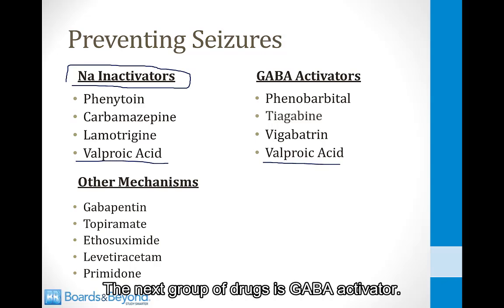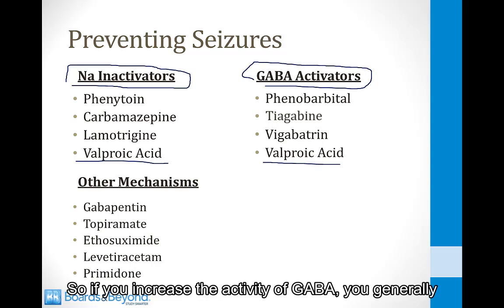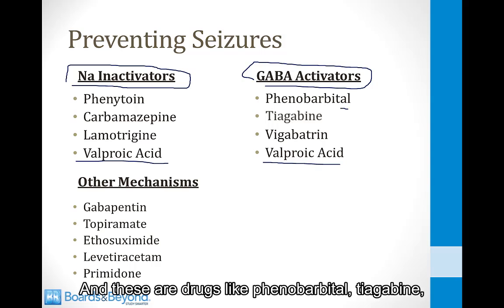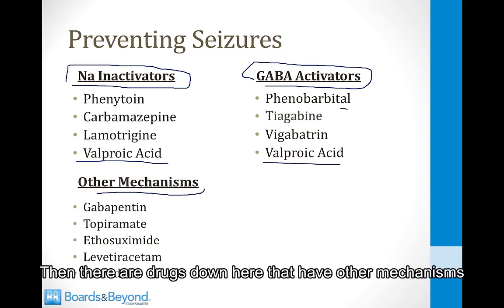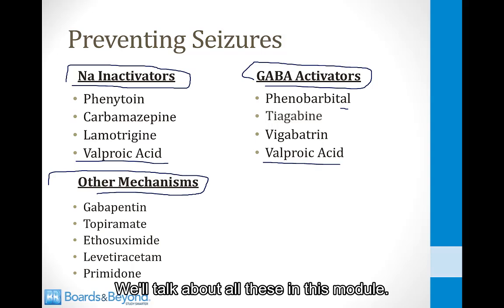The next group of drugs is GABA activators. So remember, GABA is an inhibitory neurotransmitter. So if you increase the activity of GABA, you generally lower the amount of neuronal activity, and that makes seizures less likely. And these are drugs like phenobarbital, tiagabine, vigabatrin, and valproic acid. Then there are drugs down here that have other mechanisms like gabapentin, topiramate, ethosuximide, levetiracetam, and primidone. We'll talk about all these in this module.